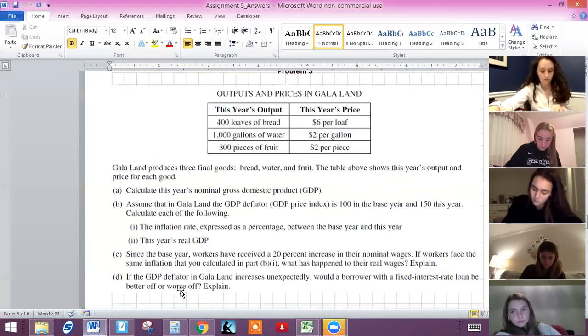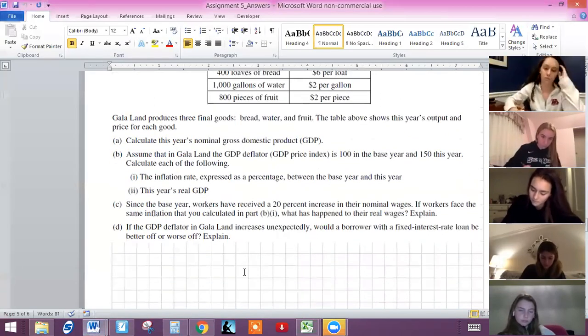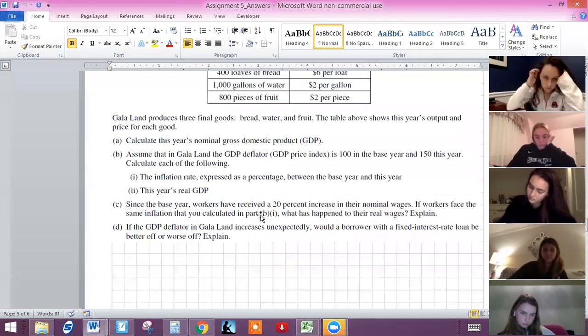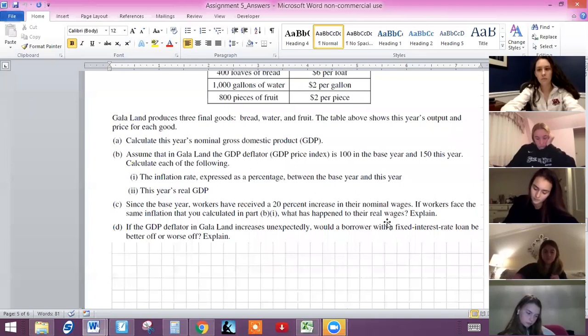The next thing that they're asking us is, if the workers received a 20% increase in their nominal wages and if they're facing the same rate of inflation that we figured out in B1, which is 50%, what's happened to their real wages?